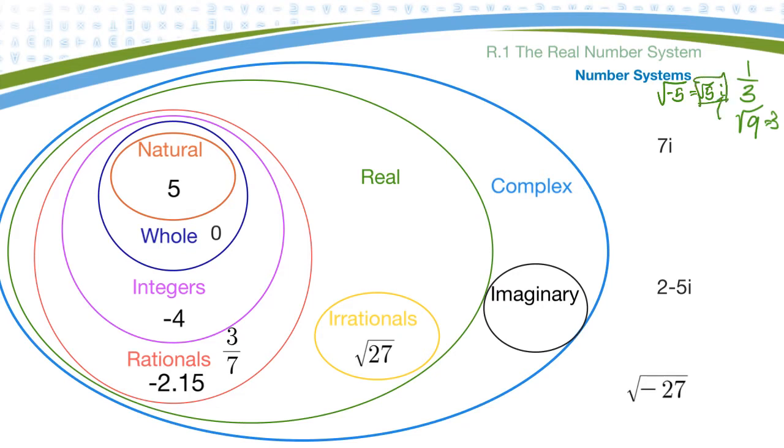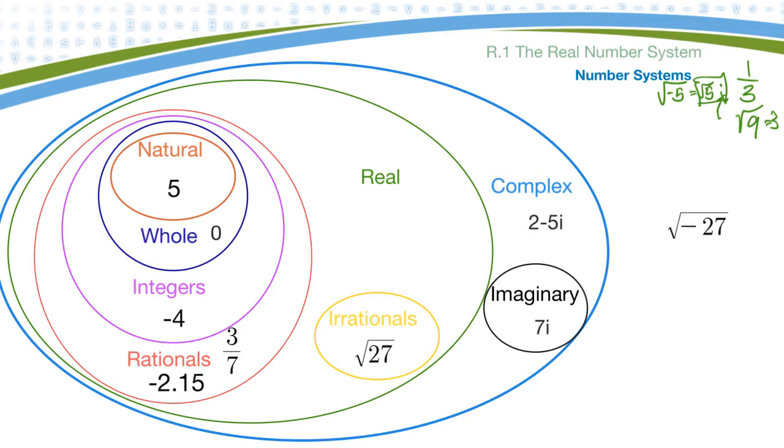Anyway, this letter i indicates that you have an imaginary number. So if I have 7i, that's classified as an imaginary number. Also, I can say it's a complex number. When you include a complex or an imaginary number and a real number, we call that a complex number. Oh, here's an example of one.